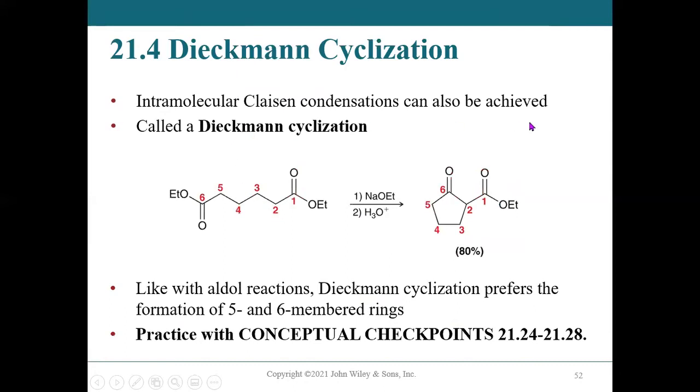Intramolecular Claisen condensation can also be achieved, called the Dieckmann cyclization. Here we have a molecule with two esters, and under basic conditions, then workup under acidic conditions, we can produce this cyclic structure. Like with the aldol reaction, Dieckmann cyclization prefers the formation of 5- to 6-membered rings.